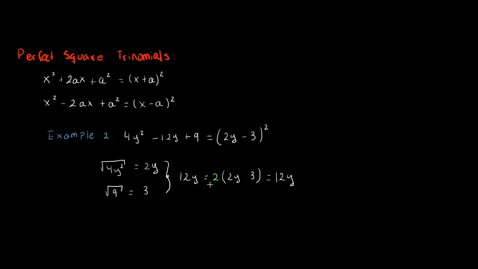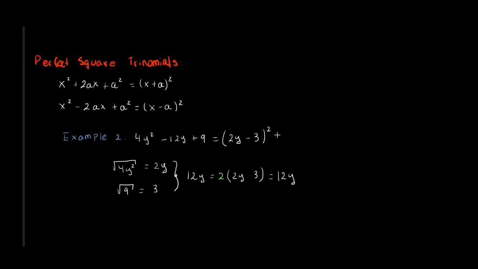And that's it. How can we see if our answer is correct? Well, let's see it. We can just do 2y minus 3 squared is exactly the same as 2y minus 3 times 2y minus 3, right? So let's try to distribute it.